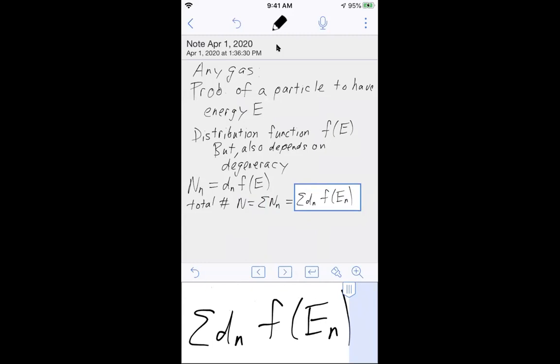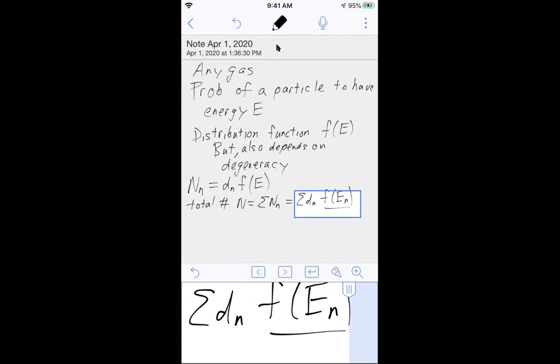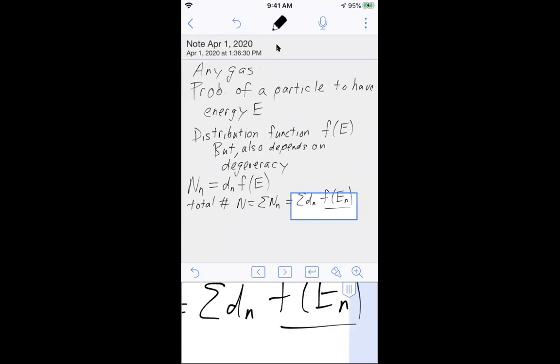Okay, so this distribution function, we'll save that for later, right? That's going to depend on whether it's an ideal gas or a quantum gas. They're going to have different distribution functions. But we'll focus first on the degeneracy.